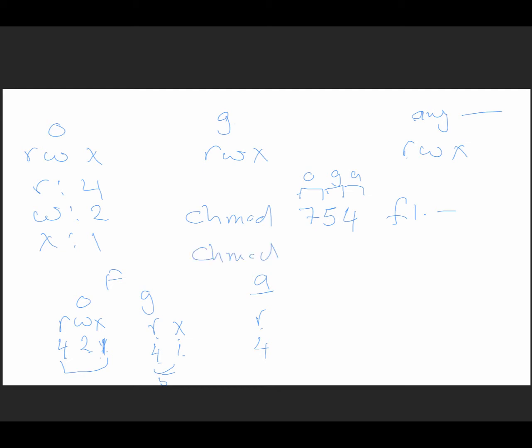For the user, what you want to do for the user here, I can say u plus read, write, execute, comma. For the group, for example, g plus, let's say, read, execute, comma. For anyone else, it's going to be o, plus, for example, read, and for the file f1. This one and this one are equivalent. So far so good.